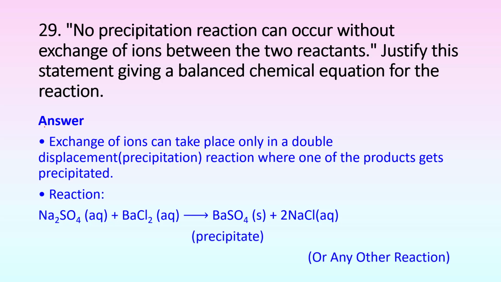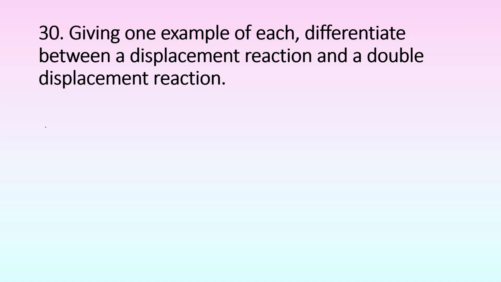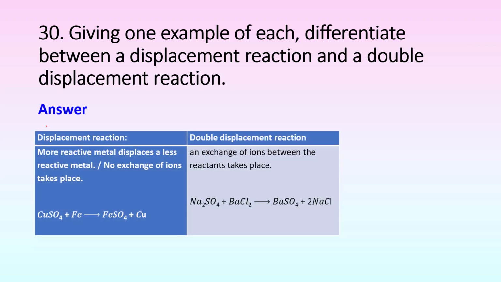Next, question number 13. Giving one example of each, differentiate between displacement reactions and double displacement reactions. So the answer is, for a displacement reaction, a more reactive metal displaces a less reactive metal, no exchange of ions takes place, and for a double displacement reaction, an exchange of ions between the reactants takes place. And one example is CuSO4 plus Fe giving rise to FeSO4 plus Cu. This is an example of a displacement reaction. And Na2SO4 plus BaCl2 giving rise to BaSO4 plus NaCl. This is an example of a double displacement reaction.